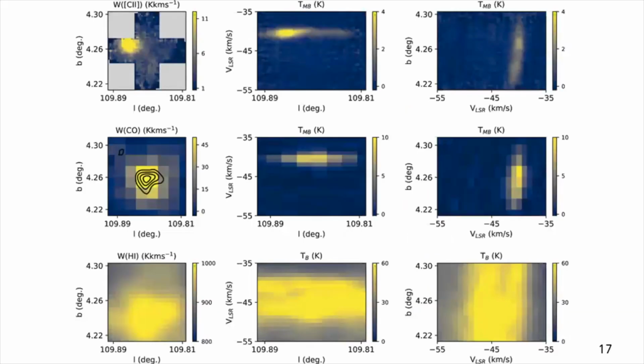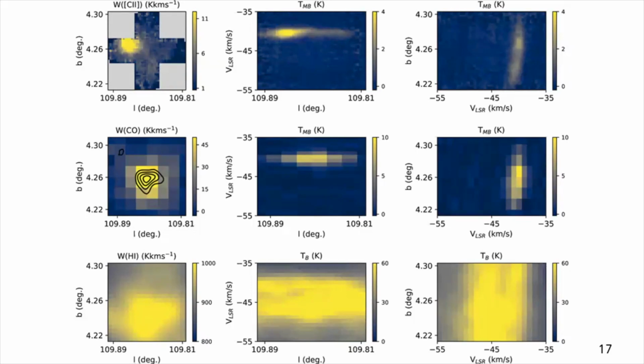All right, so putting all the data together, what I'm showing here on the first column are integrated intensity maps of the C+ line and of the CO. Contours are the 850 micron map from SCUBA, and then the HI 21 centimeter line, all based on that one box defined by C+. The middle column is the longitude-velocity diagrams, and the right column is the latitude-velocity.